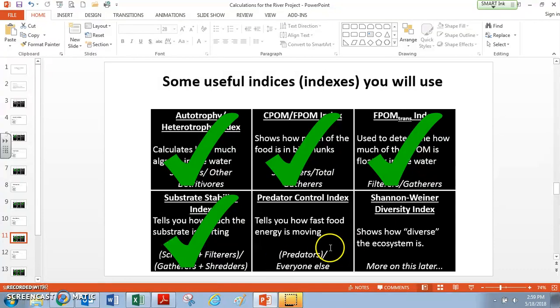So what's happening here is that we divide predators by everybody else. If there's a lot of predators and we have a high predator control index, then that means there's lots of energy flowing, and that's really good. If you don't, it means that your flow is kind of stagnant and it's not as dynamic or flowing of an ecosystem, if you will. It's just kind of sitting around. There's not a lot of predation going on.